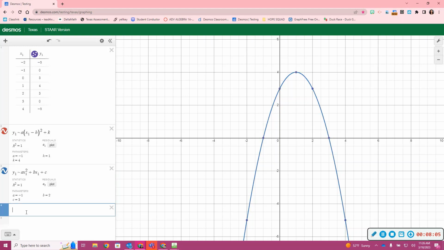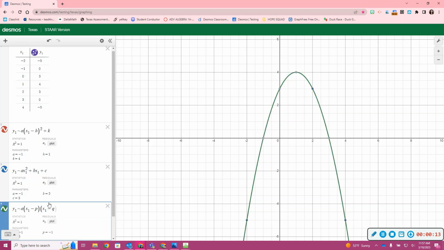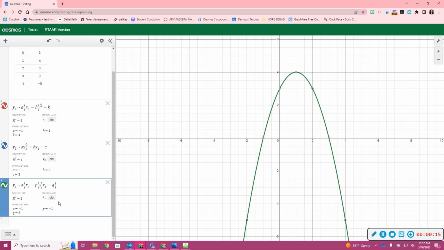And lastly, factored form. So y1 squiggle a(x1 minus p)(x1 minus q), and then write down your p and q values.